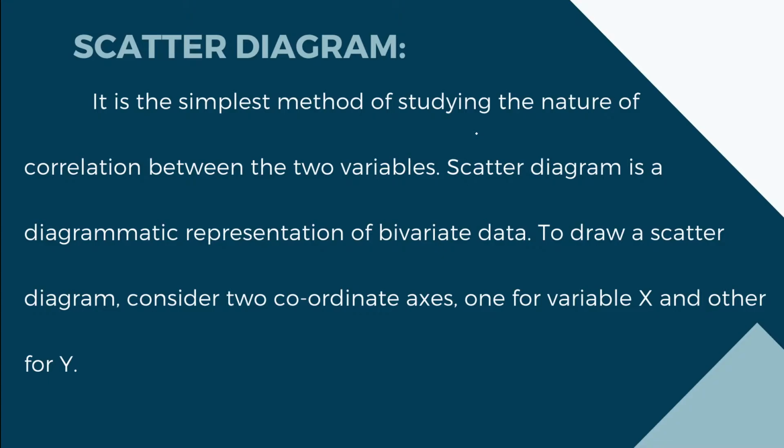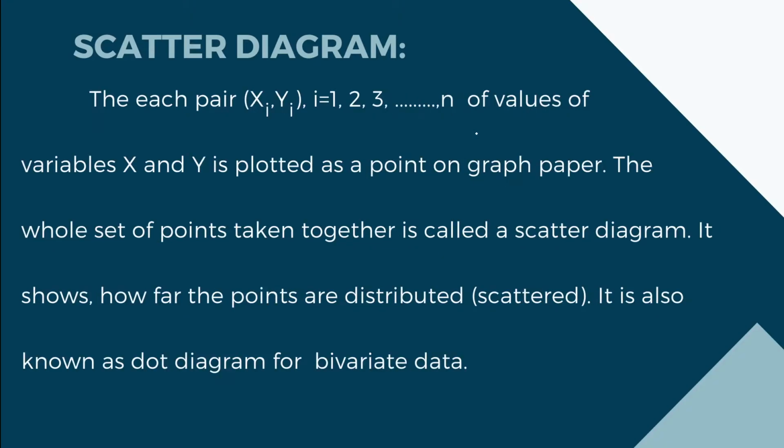Scatter diagram is a diagrammatic representation of bivariate data. To draw a scatter diagram, consider two coordinate axes, one for the variable x and the other for variable y. Each pair (xi, yi), for i is 1 to n, of values of variables x and y is plotted as a point on graph paper. The whole set of points taken together is called a scatter diagram. It shows how far the points are distributed or scattered. It is also known as a dot diagram for bivariate data.